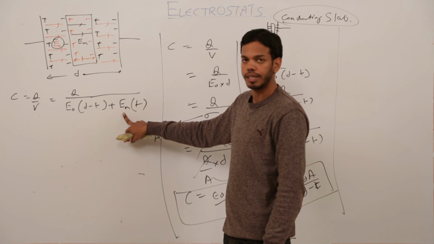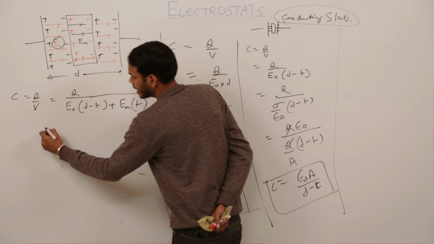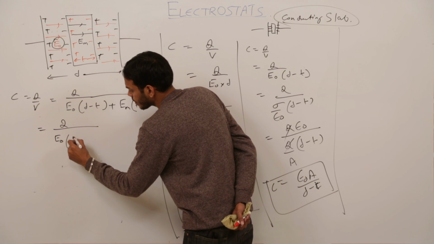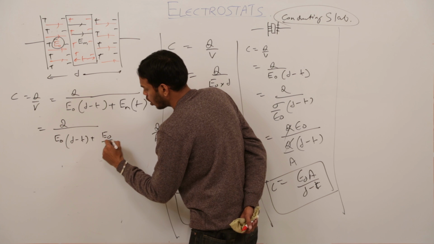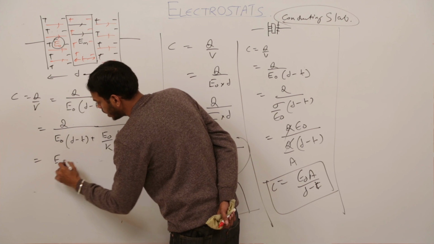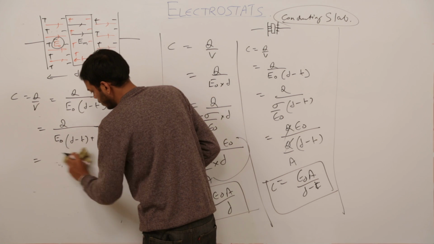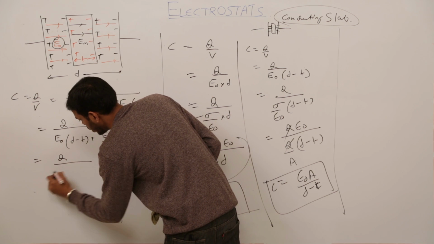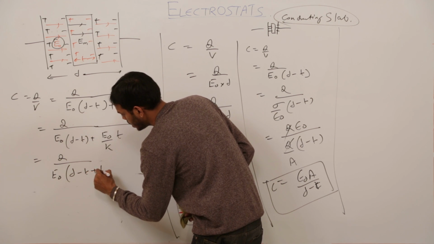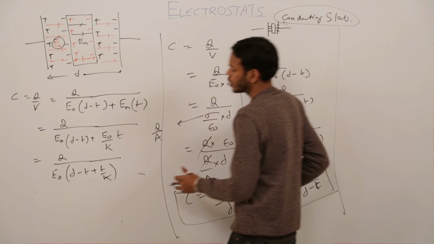What is the electric field inside the medium? How do you relate it with dielectric or permittivity? We have already done it. In terms of dielectric constant, electric field would be E naught upon K. Taking E naught outside, what I am left with is Q upon E naught times d minus t plus t upon k, and the rest all these things go the same for E naught.